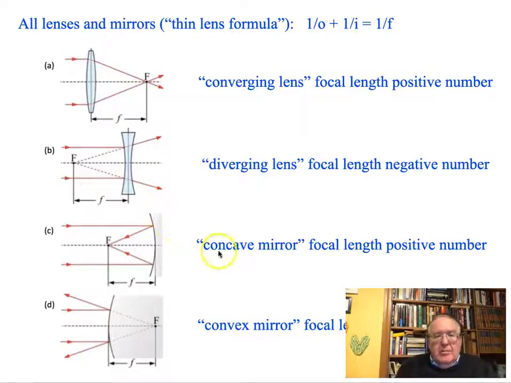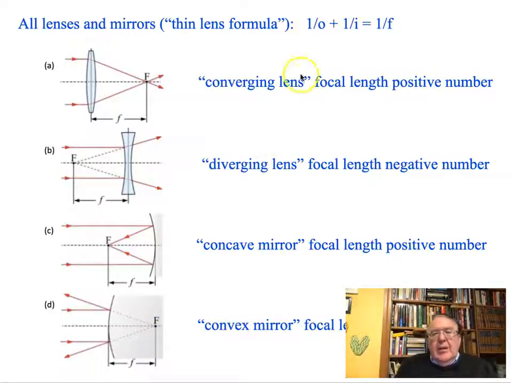Now there's the mirrors. There's the concave mirror, and light comes in from the left, reflects from the mirror, and meets at the focal point. And for a so-called convex mirror, the light comes in, bends out, reflects outwards, and you trace them back in by the dotted lines. It meets at the focal point, and that's called the focal length. So this would be a negative focal length for a mirror.